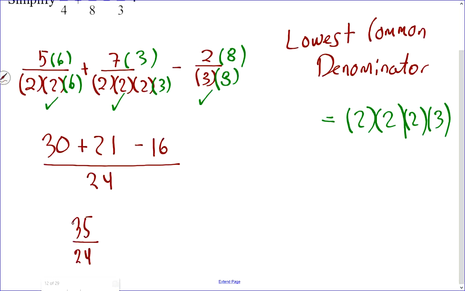Now, just a second. Can 35 over 24 reduce down? No. Why not? I think answering that question is important. Why can I not reduce 35 over 24 down? Yeah, Christy. None of them have the same factors. Right, there's no common factors. There's no factor that's the same in 35 and 24. Okay.